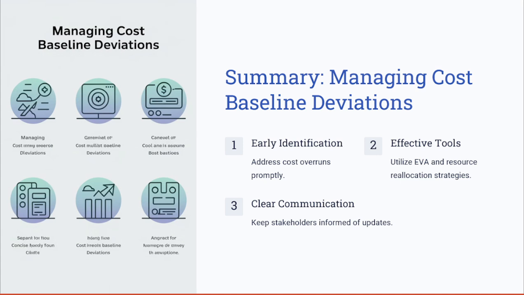To summarize our session here on managing the baseline deviations: managing the cost baseline deviations is critical to maintaining the project's financial stability. By leveraging tools like EVA and trend analysis, implementing robust change management practices, and fostering transparent communication with the stakeholders, project managers can effectively address the deviations and deliver successful outcomes.